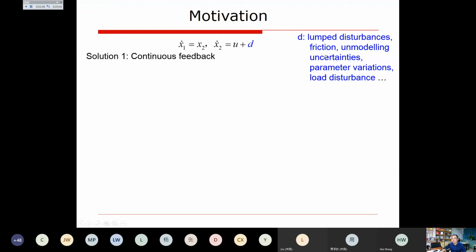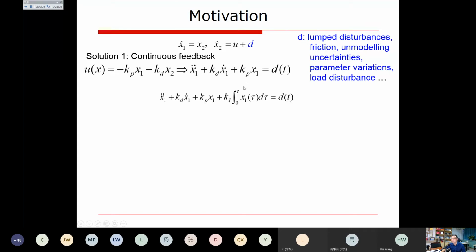So usually we have a PD controller, right? We use the position error x1 and the speed information. We have Kp and Kd to regulate the performance. But in the presence of strong disturbance, the position error will not converge to 0. So in this case, we have to add integral action, the integral of x1, the position error, right?